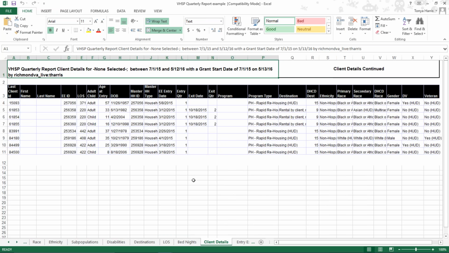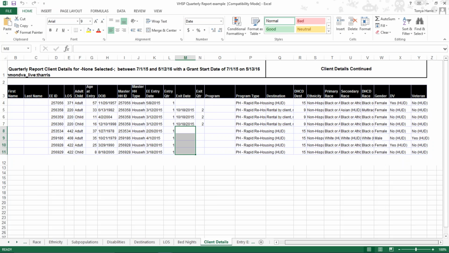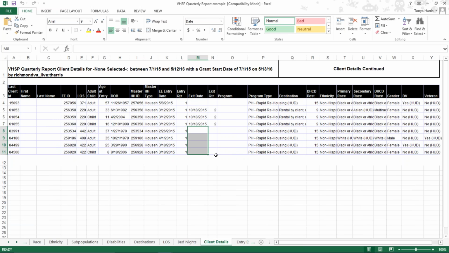And then again, we always have our client detail tab. So again, this is going to tell us client information, and it's going to give us wherever we have missing data. On this particular report, because it was not generated by Bowman, it doesn't necessarily have red nulls. It's just going to have a blank where something should be.